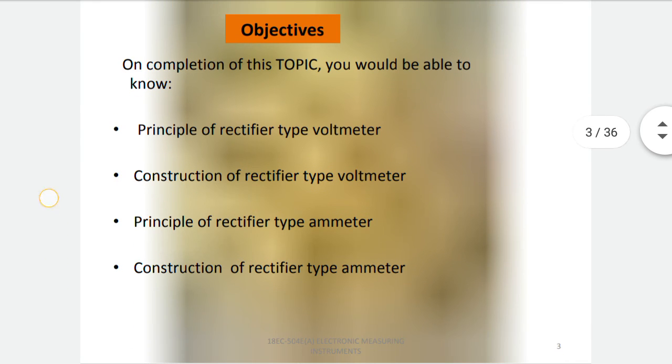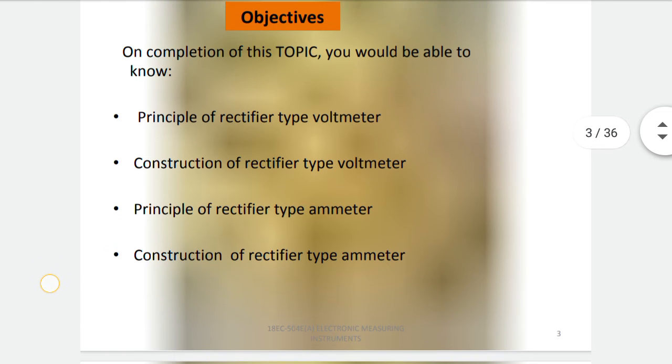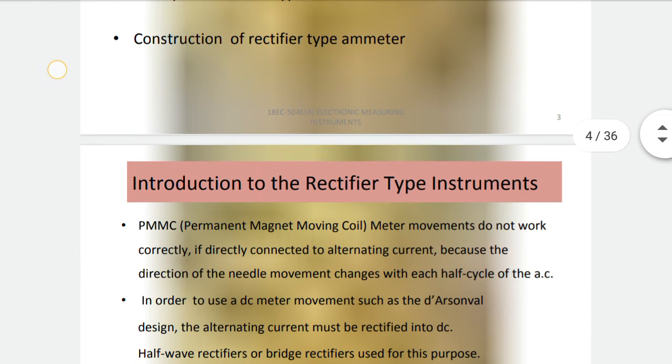On completion of this topic, you would be able to know the principle of rectifier type voltmeter and construction of rectifier type voltmeter, and the principle of rectifier type ammeter and construction of rectifier type ammeter. Now coming to the introduction to the rectifier type instruments.